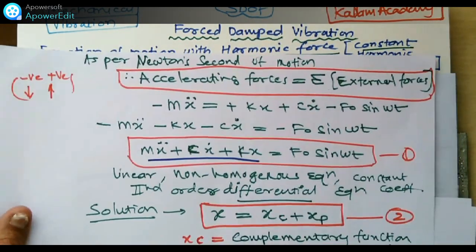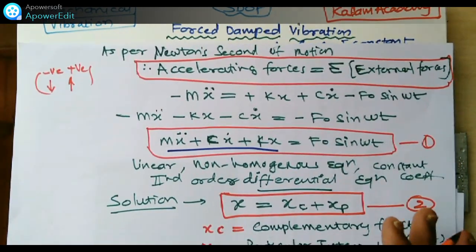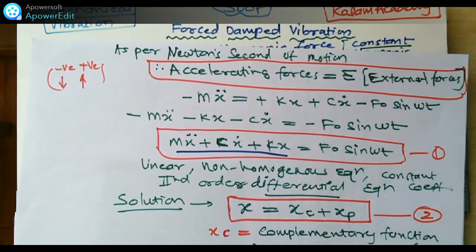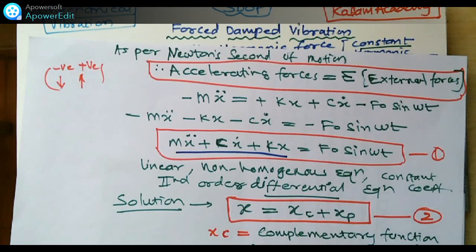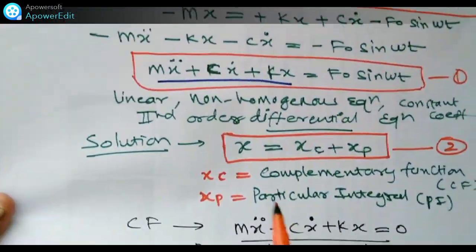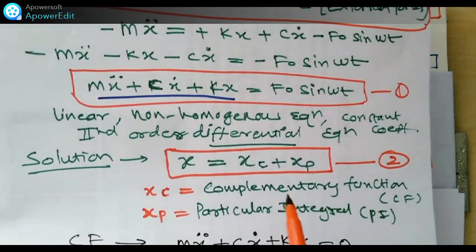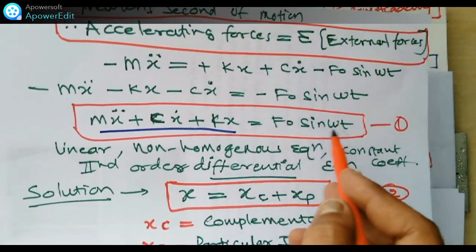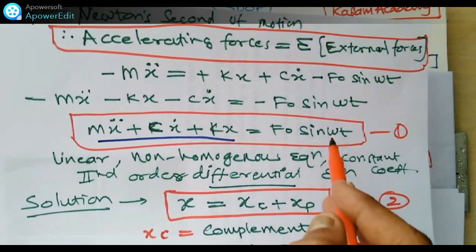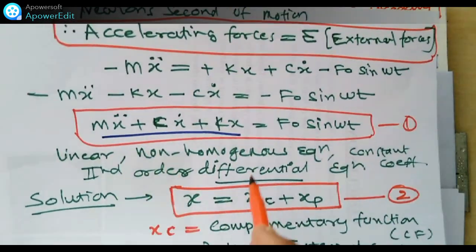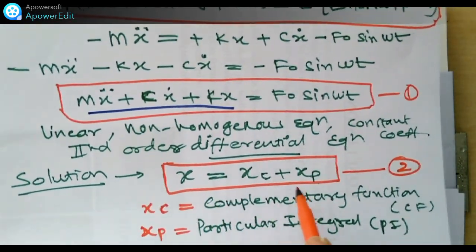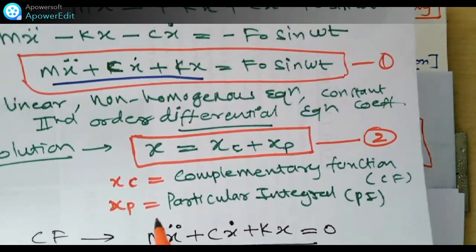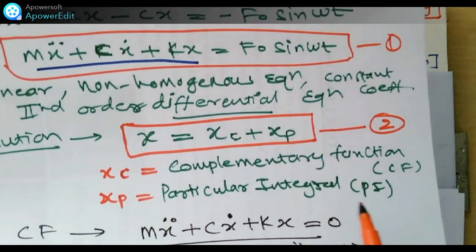Based on this equation, what do we have to find out? This is a linear non-homogeneous second order differential equation. The solution for this is xc plus xp, where xc is the complementary function, or complementary solution, and xp is the particular integral.